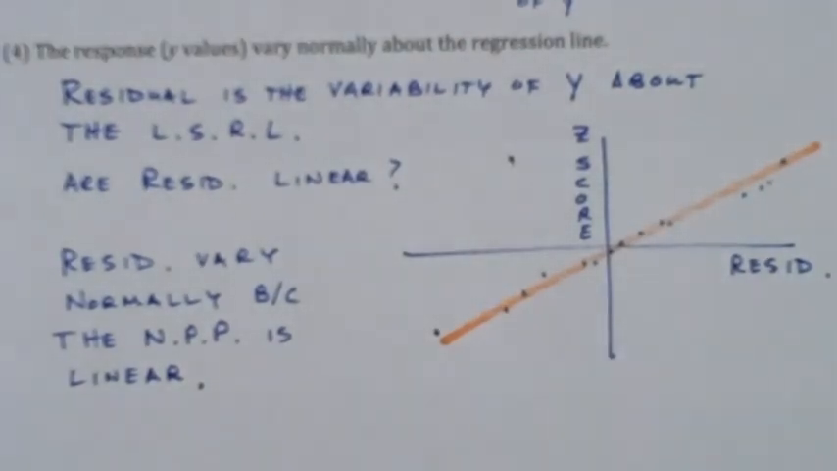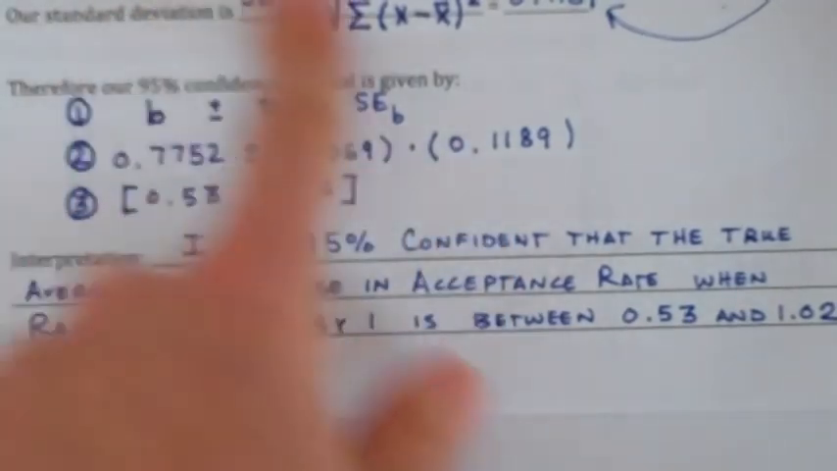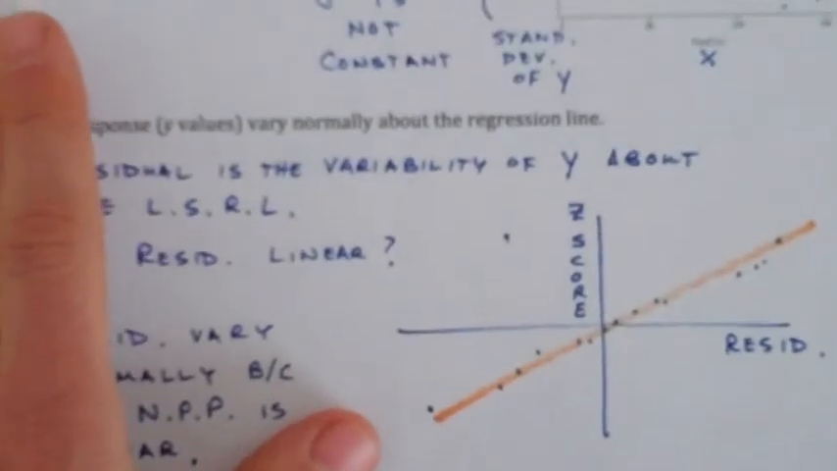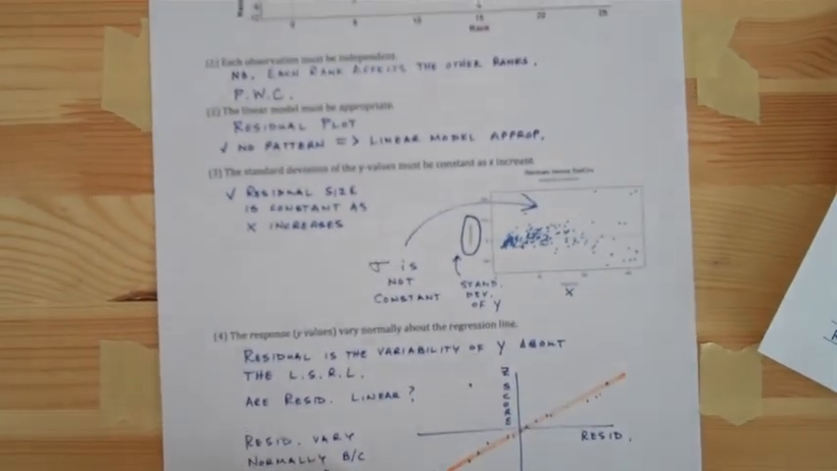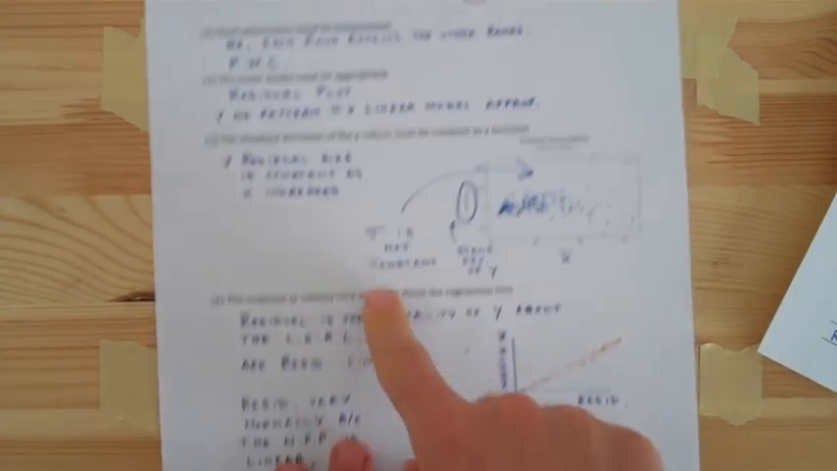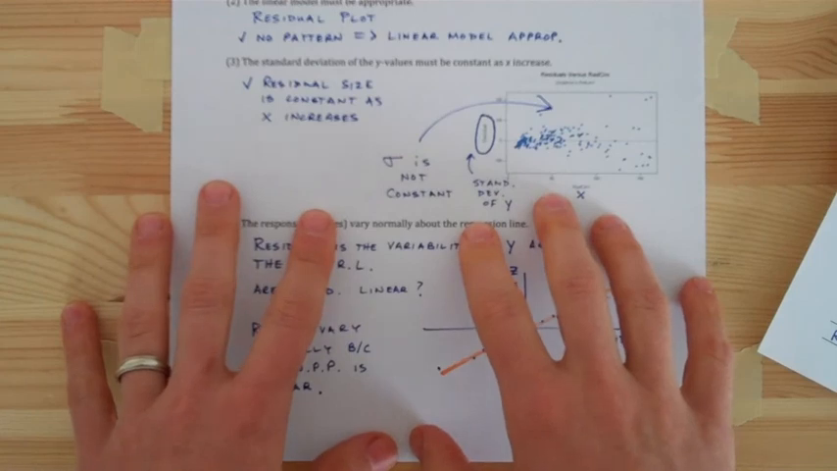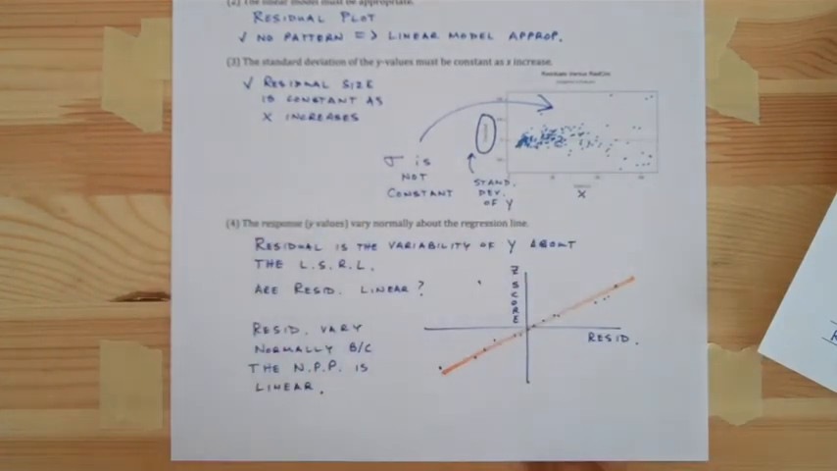So let's quickly review. There are two skills that we've learned today. That first skill is how to construct a confidence interval for the slope of a least squares regression line. And that second skill, which we've looked at here on the second page, is how to check the 4 conditions in order to make sure that inference on a least squares regression line slope makes sense. And that concludes today's lesson.